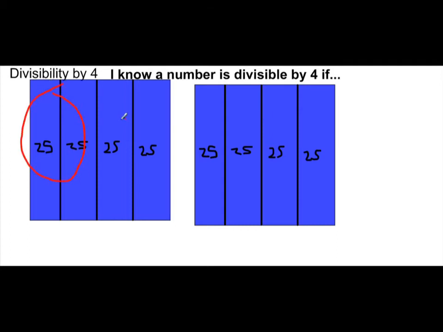There's one group of 50, another group, these two rectangles, and these two rectangles, 4 equal groups of 50. So yeah, 200 is divisible by 4, no problem. How about the number 300?